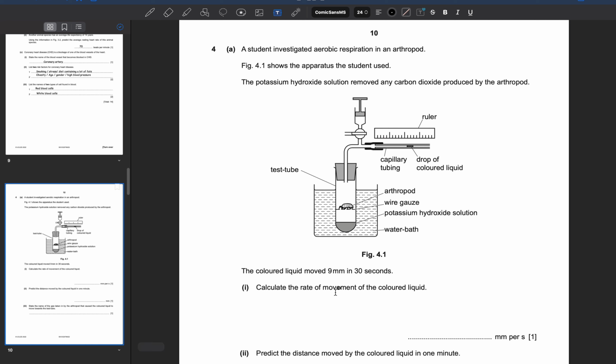A student investigated aerobic respiration in an arthropod. Figure 4.1 shows the apparatus the student used. The potassium hydroxide solution removed any carbon dioxide produced by the arthropod. So here I have the apparatus: I have an arthropod inside, a water bath, and with the arthropod there is potassium hydroxide solution in a test tube, connected to capillary tubing containing a drop of colored liquid, and I have a ruler. First, it says the student investigated aerobic respiration, so the question is talking about respiration.